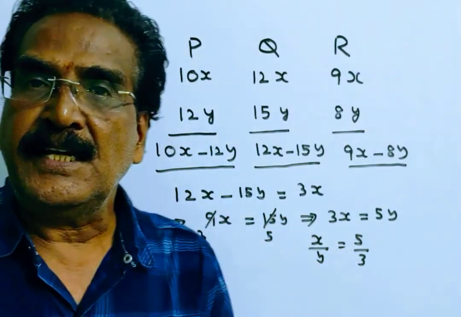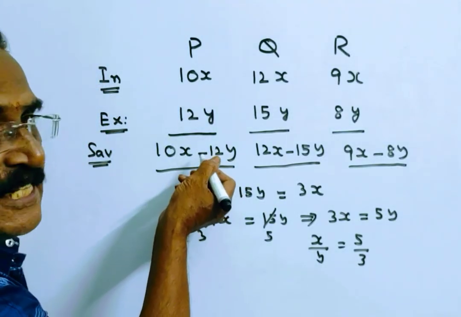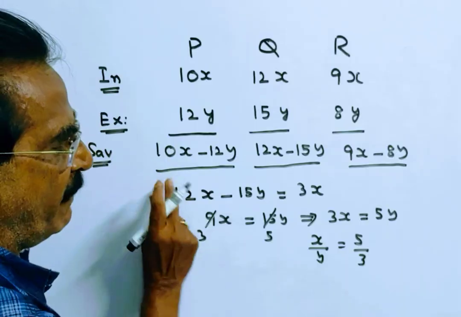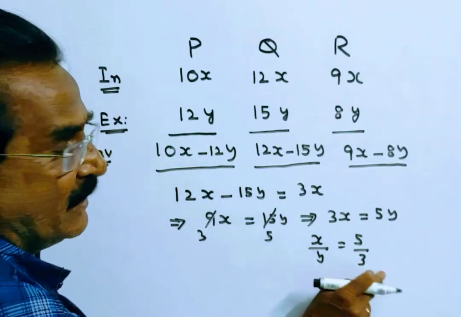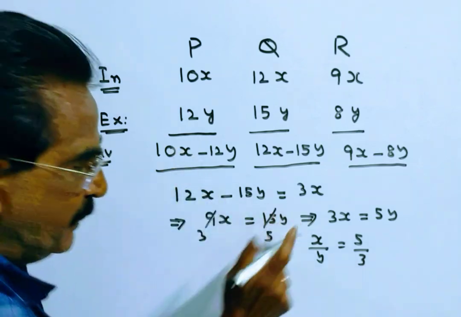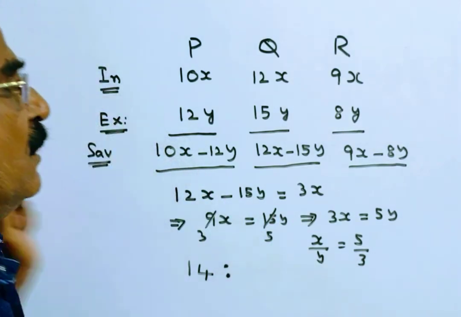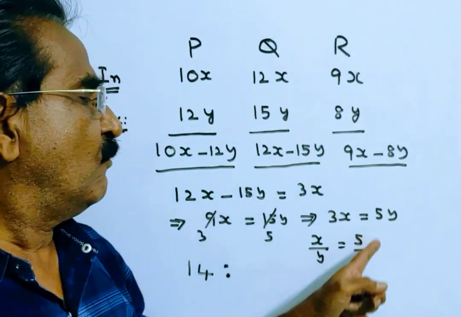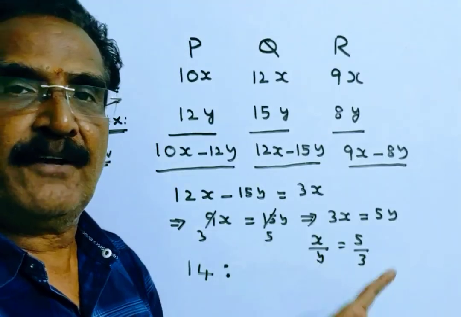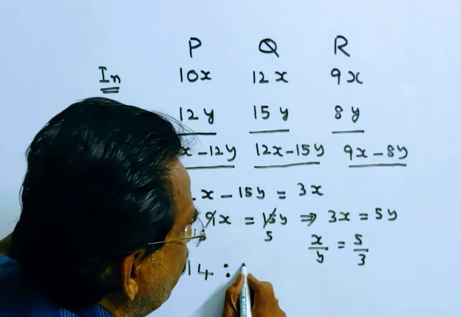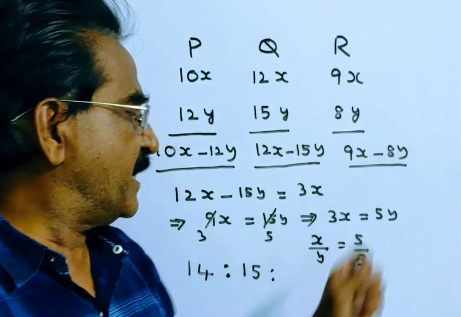Now we want the ratio of their savings. The savings of P, 10x minus 12y. 10 5's, 50 minus 12 3's, 36. 50 minus 36, 14, is to 12x minus 15y. 12 5's, 60. 15 3's, 45. 60 minus 45, 15, is to 9x minus 8y.